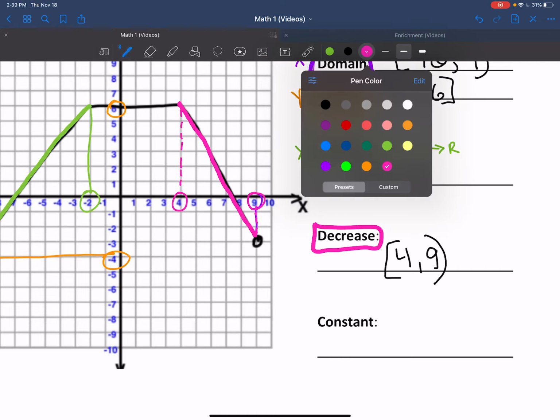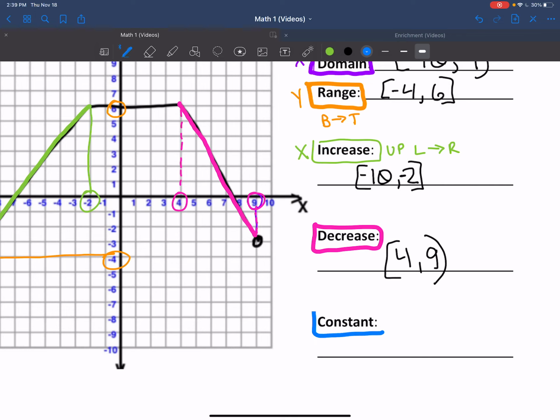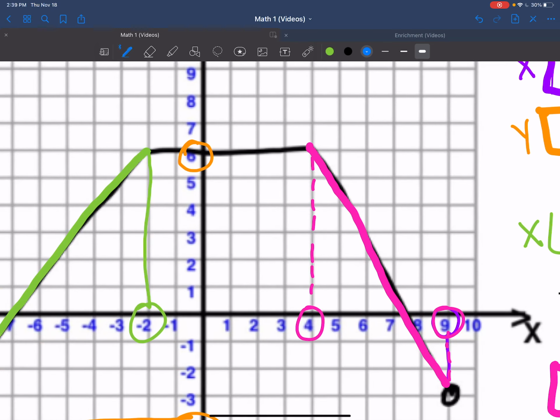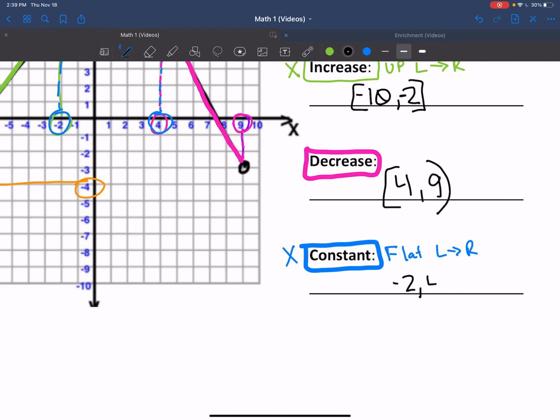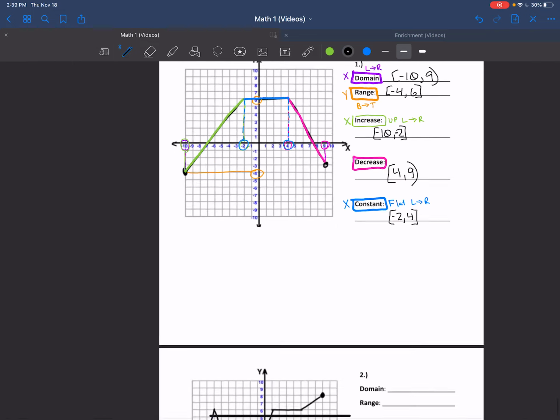Last up is constant. So constant I'm going to do in blue. And remember, constant is flat from left to right, like Miss Rawolf's feet, which means we're using the x-axis. And the only flat part is this last little bit. The leftist x number of this flat part is the negative 2. The rightest x value for the flat part is 4. So negative 2 to 4. And they both have square brackets because they are both part of the line.